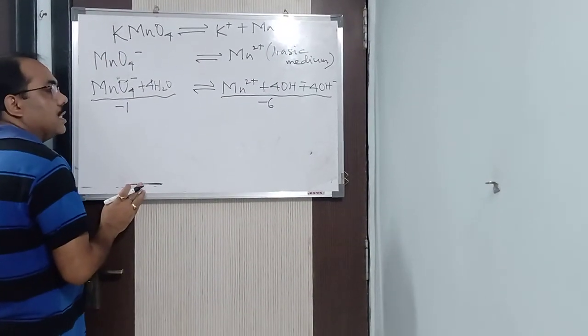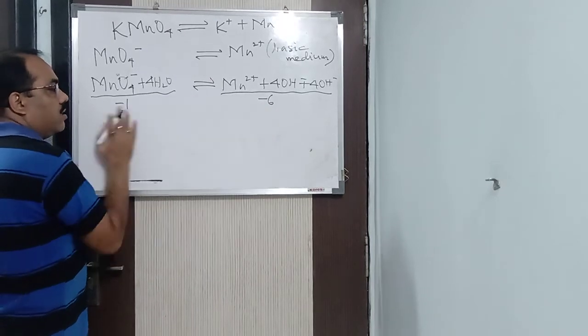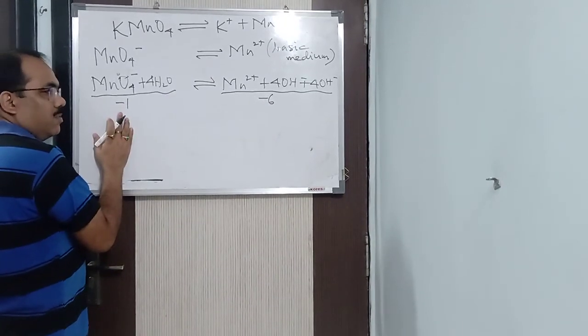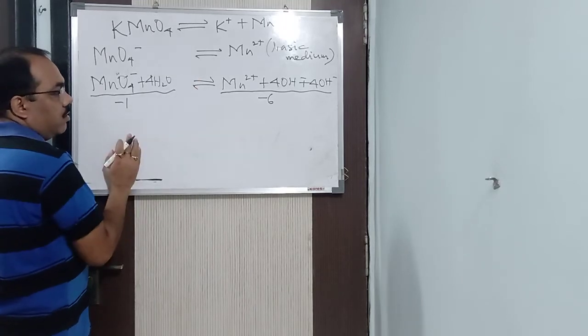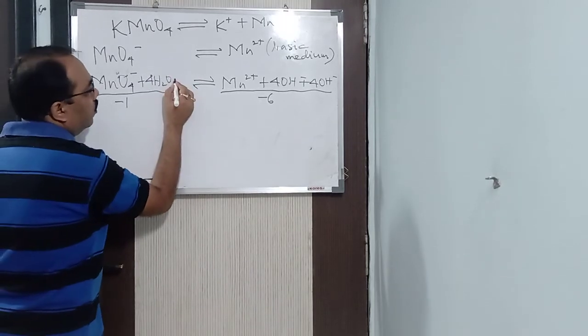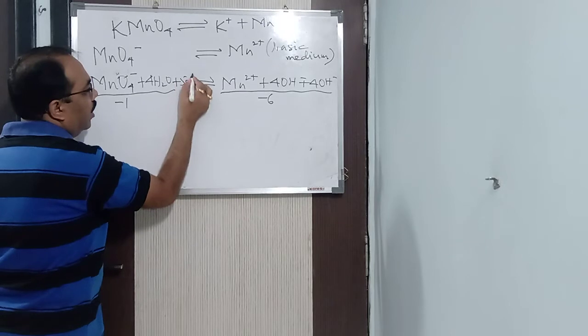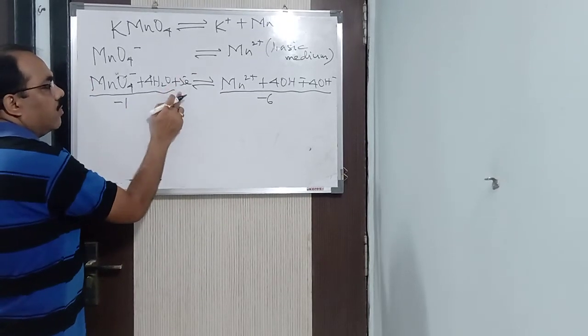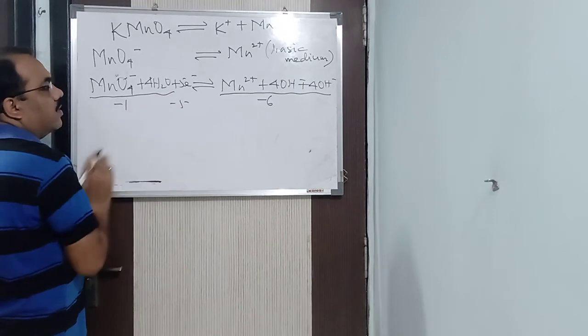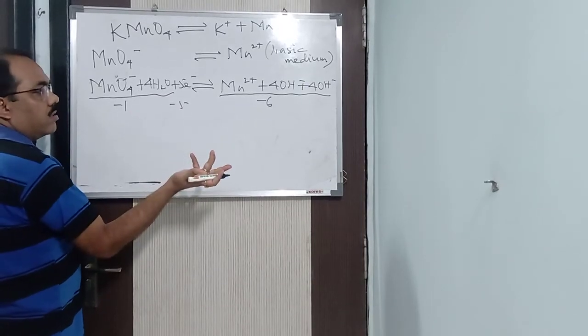Now to balance it, this side also minus 6, and this side minus 1. Is it balanced? No. So what will I do? I want minus 6 on that side. Let us see. I will put here plus 5e minus, because plus into minus is minus. So minus 5 here and minus 1. How much did I get? Minus 6. Did you get it?